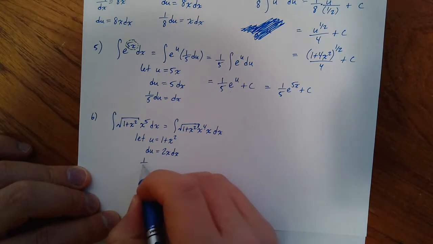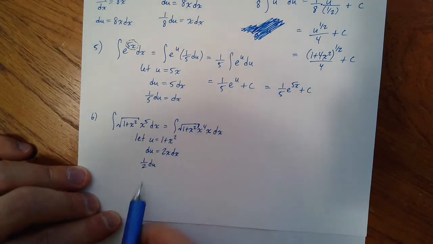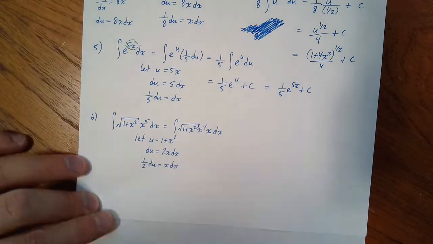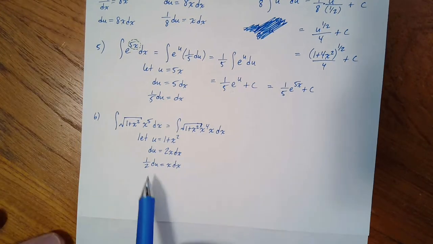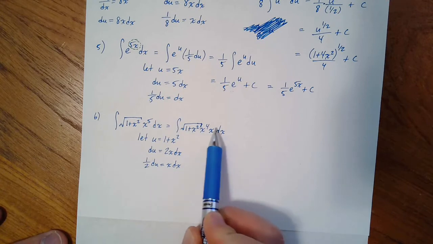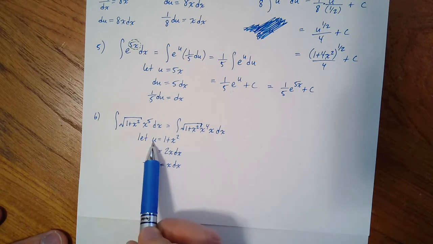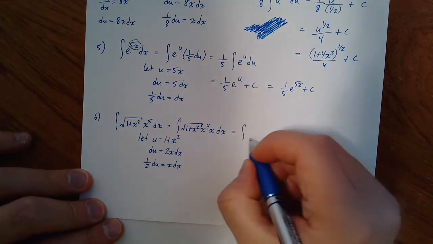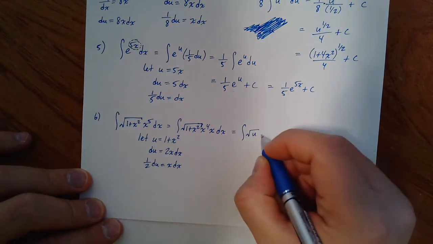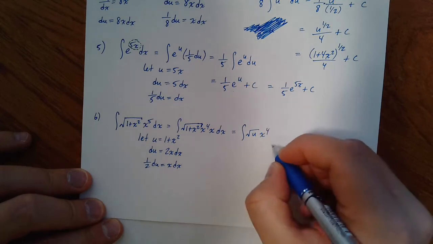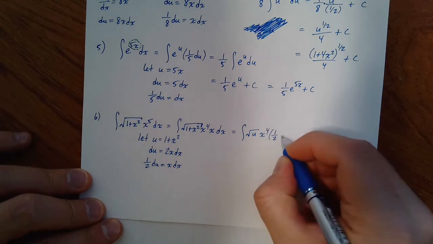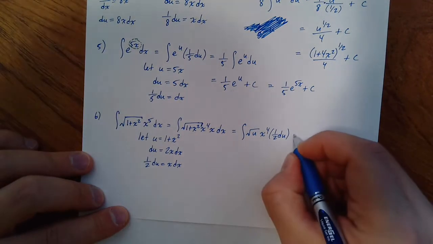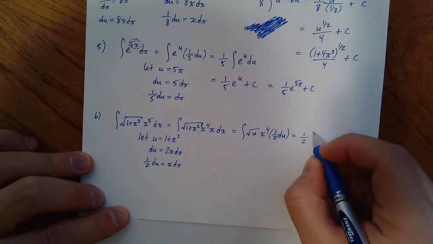So if I bring the 2 over to the other side, it's going to turn into a half. And I get a half du is equal to x dx. And then now I see, okay, that half du can get plugged in for the x dx. And then this u can get plugged in for the 1 plus x squared, and let's see what happens. Then we get the square root of u times x to the 4 times a half du. Now the half is no problem. That can get pulled out of the indefinite integral.